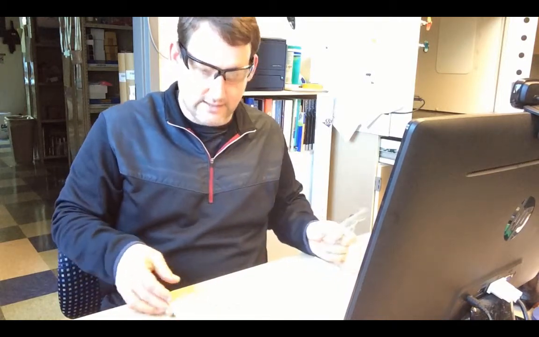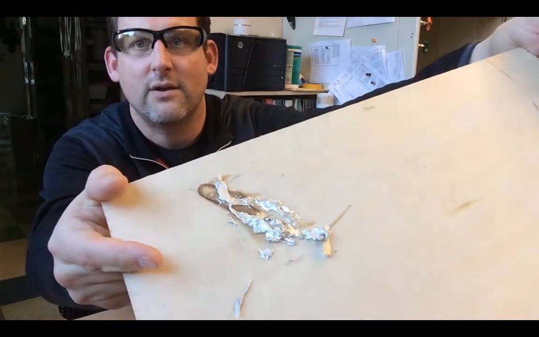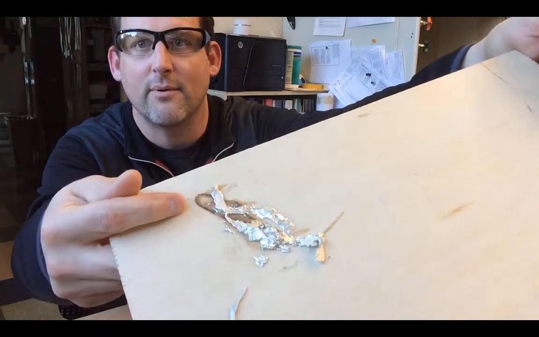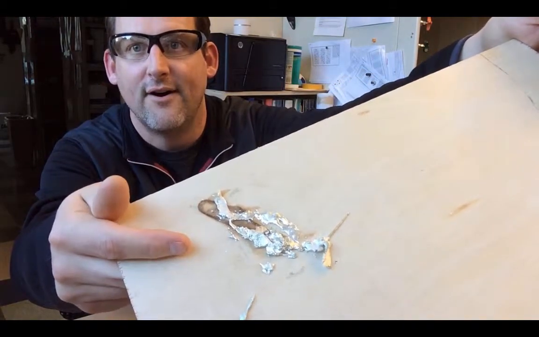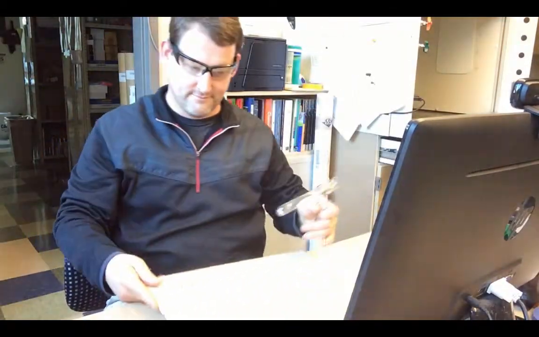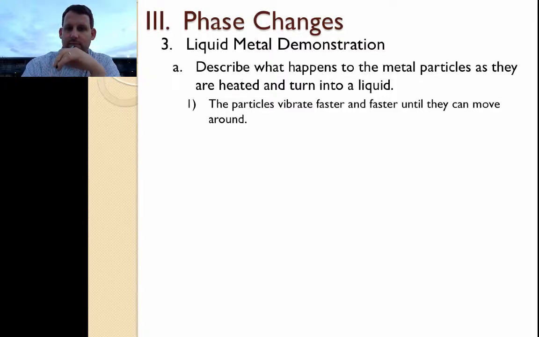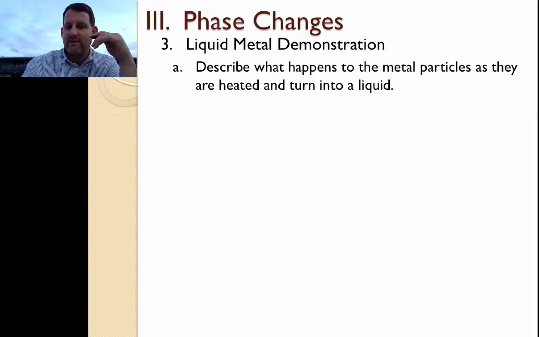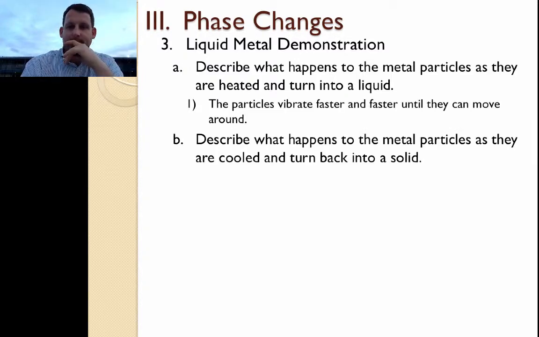And this is still too hot to touch, but let me bring it up for you so you can kind of see it. Bam, that's our little splatter of solder. You can see where it burned the board there too. Awesome. Okay, so these particles vibrate faster and faster until they can move around and switch places. And once they do that, they're a liquid, and they do things like flowing.